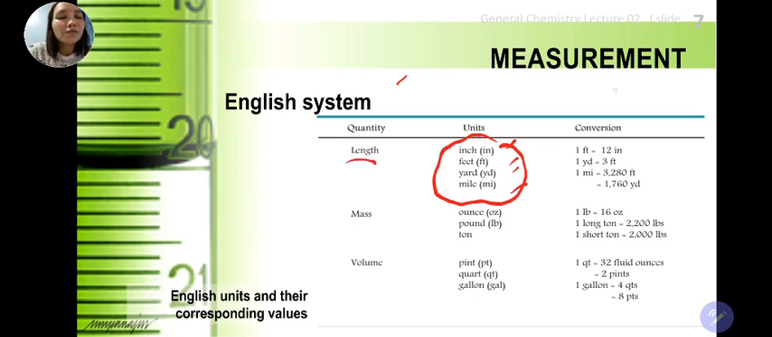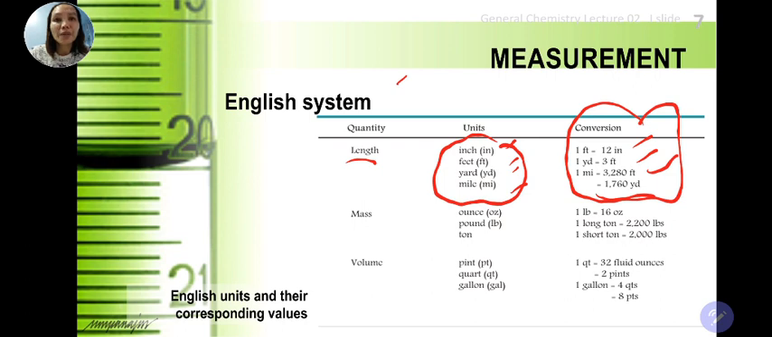Ito yung conversion factors niya. 1 feet is equal to 12 inch. 1 yard is equal to 3 feet. 1 mile is equal to 3,280 feet or 1,760 yards. So, itong conversion factors na to ay very important para mag-convert tayo from one unit of measurement to another. For example, from inch, gusto natin mag-convert to feet. So, ito yung gagamitin natin conversion unit. So, later on, magpa-practice tayo ng conversions.